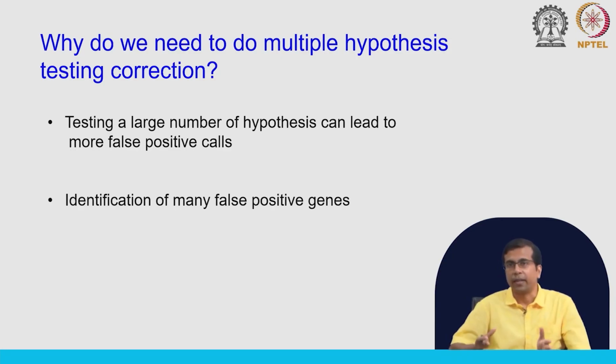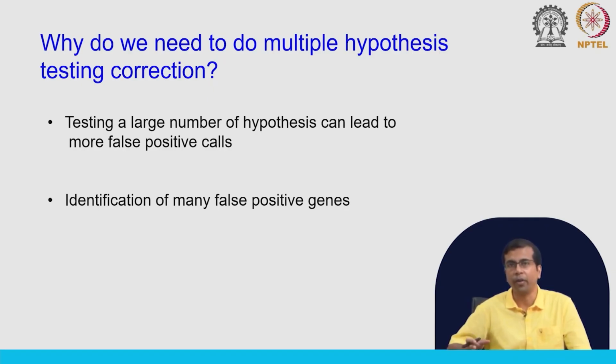Which means in our case we will identify many false positive genes as differentially expressed. We will identify many genes by the statistical test and say these genes are differentially expressed, but in truth, in the actual scenario, they are not. So we are identifying them as differentially expressed when they are not, and maybe we will have some wrong inferences when we want to interpret the data further.